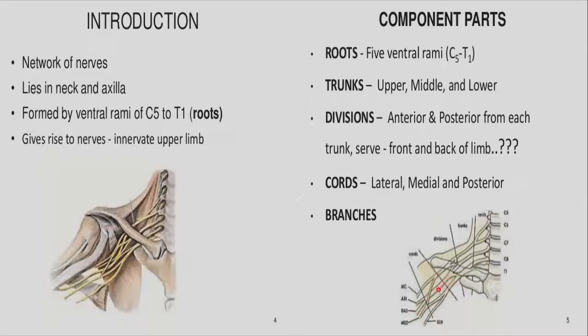From the posterior cord, it terminates into the axillary nerve and the radial nerve. From the medial cord, you have the ulnar nerve and the branch that participates in the formation of the median nerve. The median nerve is formed by 2 branches: one coming from the lateral cord and the other from the medial cord. They come together to form the median nerve. So these are the terminal branches. This is just an introduction.